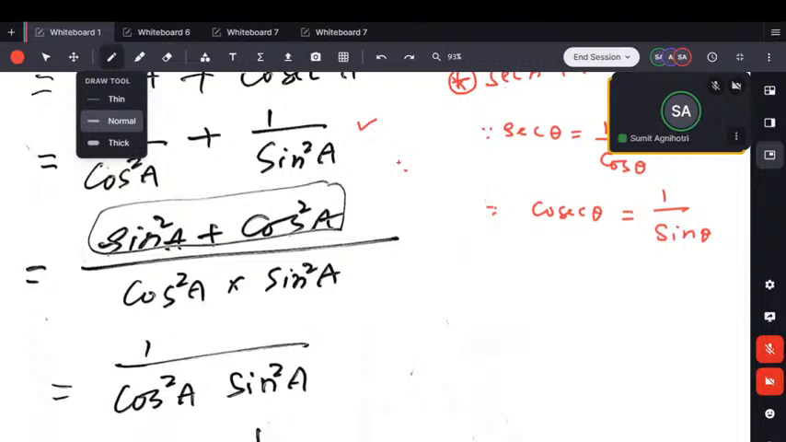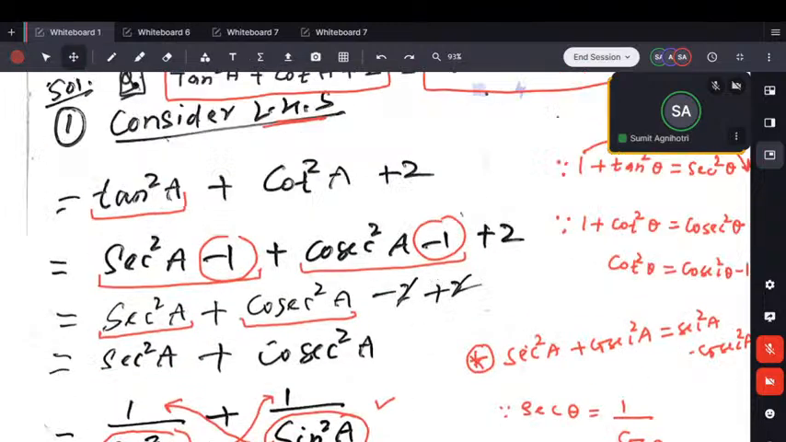Now if we multiply these values, sin square A gets multiplied with 1, cos square A gets multiplied with 1. In this way we get sin square A plus cos square A over sin square A times cos square A. Now one more identity is applicable here, that you must remember: sin square theta plus cos square theta is 1. That is why in the beginning of the session I asked you all to go through these identities. I'm just quickly going through them once again.